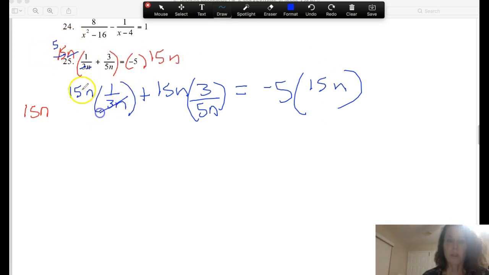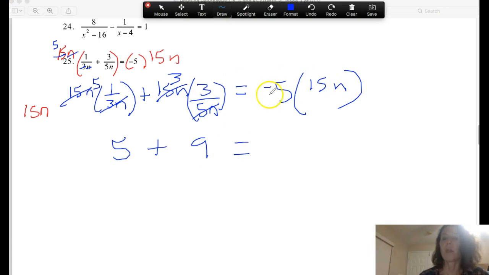So this divides into this and leaves me with 5. 5 times 1 is 5. This divides into this and leaves me with 3, because 5 goes into 15, leaves me with 3, and n divides into n, leaves me with 1. 3 times 3 is 9. And that equals -5 times 15. What's that? 70? No. Yes, -75n. Okay. 5 and 9, that's 14 equals -75n.